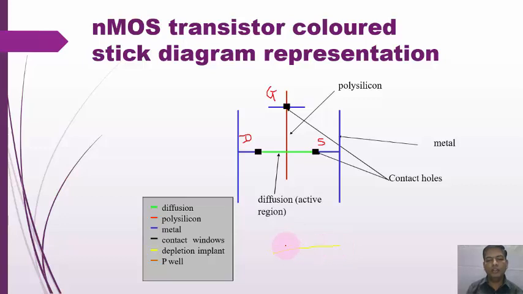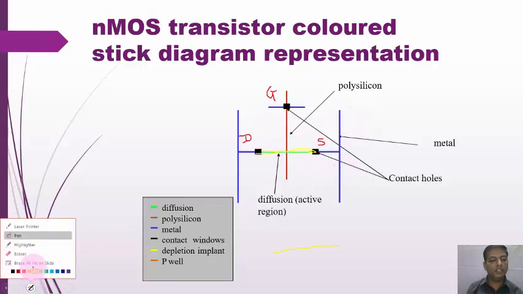Here the diffusion area for PMOS, only one change is there. This layer you have to show as P, in yellow color. So it is converted in terms of PMOS. Have you got it?